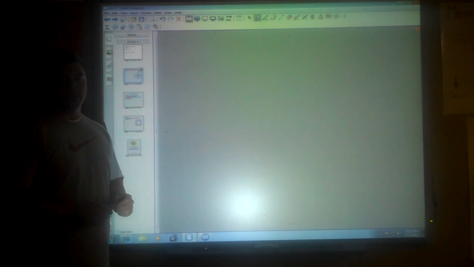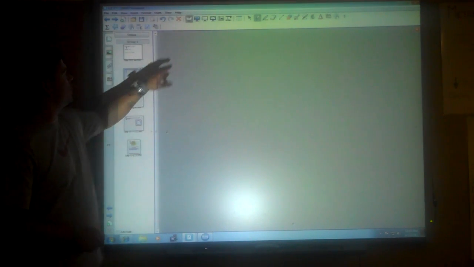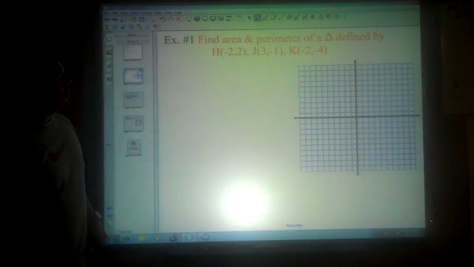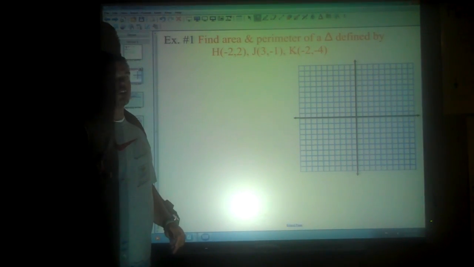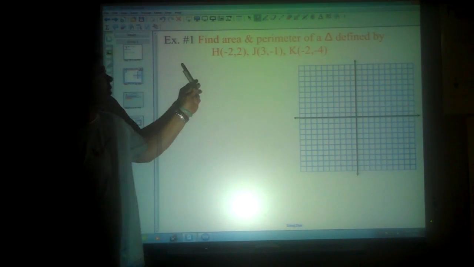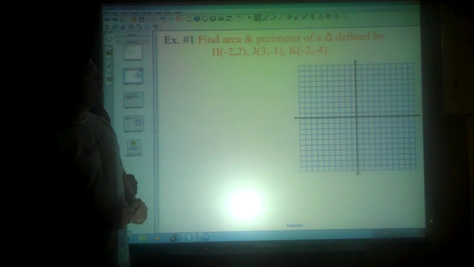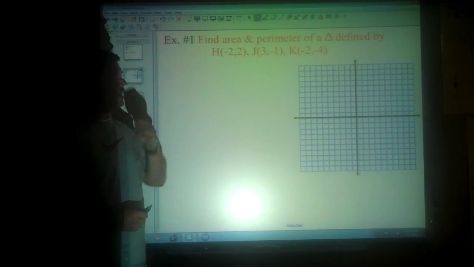Geometry lesson 1-7, looking at a coordinate plane and the geometric figures that are on it. Find the area and the perimeter, which is the distance around a triangle defined by these 3 points: (-2, 2), (3, -1), and (-2, -4).